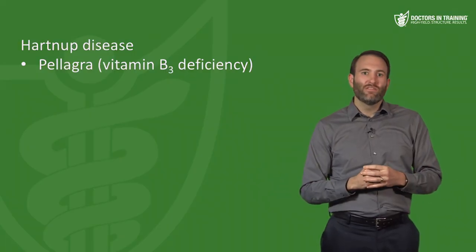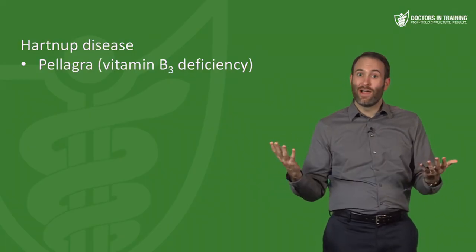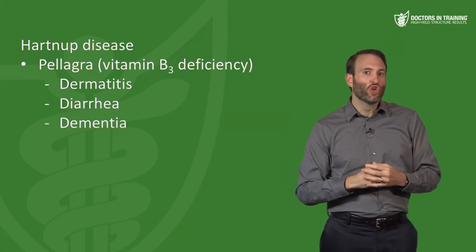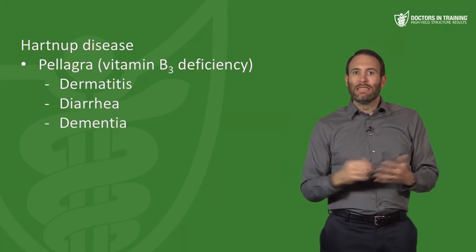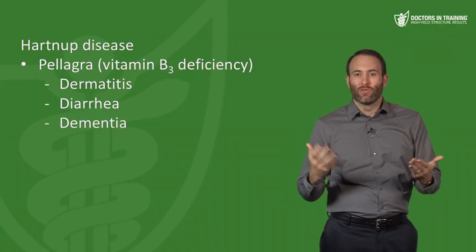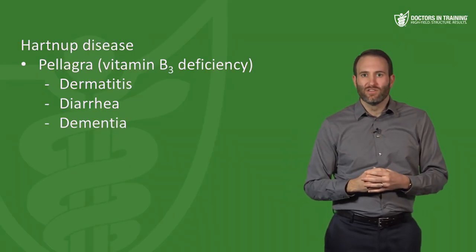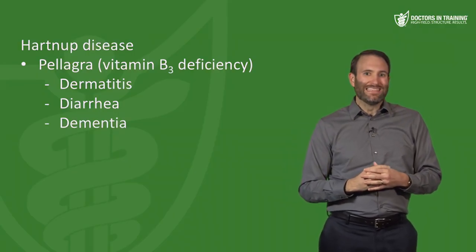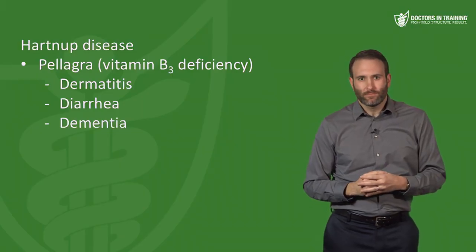And when you're deficient in vitamin B3 or niacin, it causes that triad, the big Ds. So the three Ds: dermatitis, diarrhea, and dementia. So these are called the big Ds, or the three Ds of vitamin B3 deficiency. Remember, it's going to be dermatitis, diarrhea, and dementia.